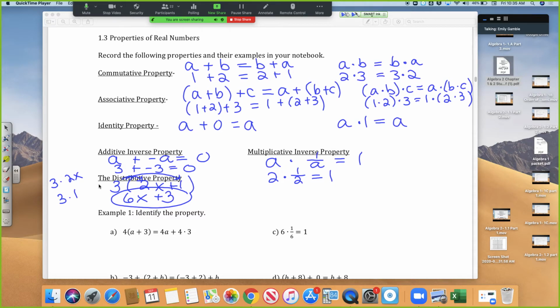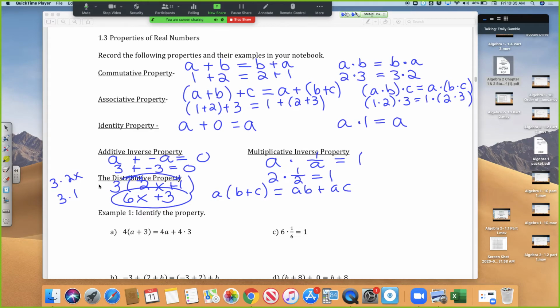So the distributive property takes numbers on the outside, if we use variables, like a number a, and then numbers on the inside, like b plus c, and it distributes. It takes that a and gives it to the b and the c. So it becomes a times b plus a times c.